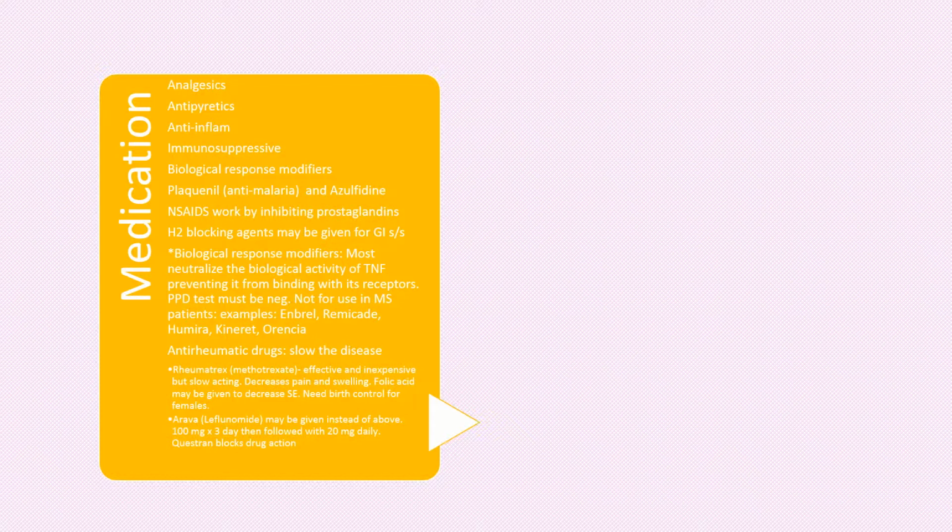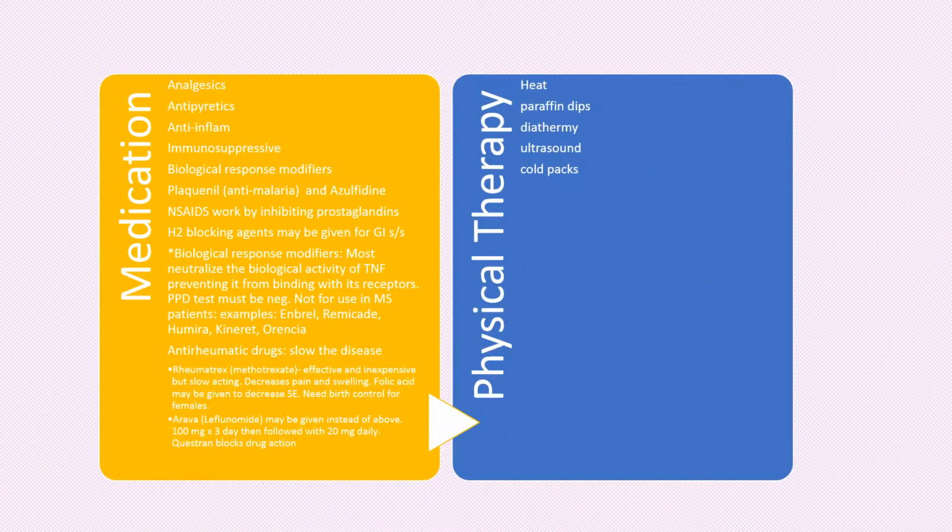Biological response modifiers neutralize the biological activity of the TNF, preventing it from binding with its receptors. PPD tests must be negative, and it's not for use in MS patients. They may also use anti-rheumatic drugs, and then we have Rheumatrex and Arava. Physical therapy can include heat, paraffin dips, diathermy, ultrasounds, and cold packs.